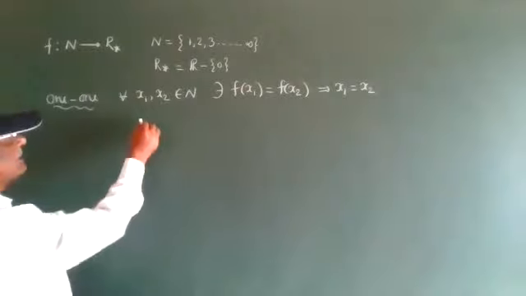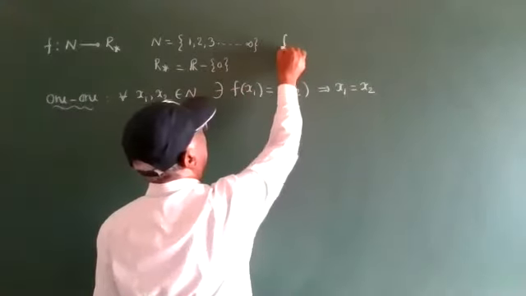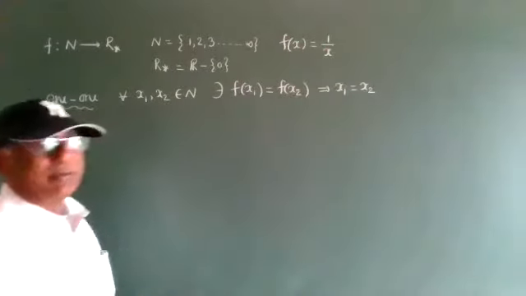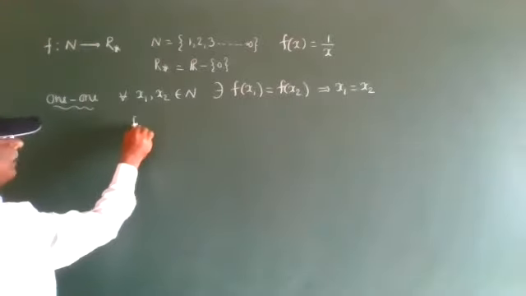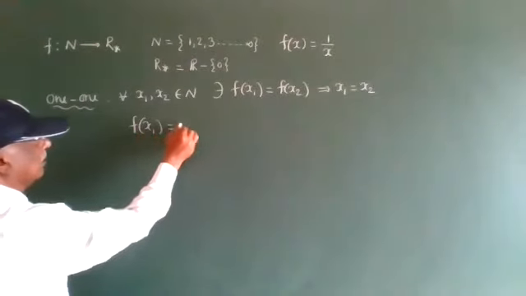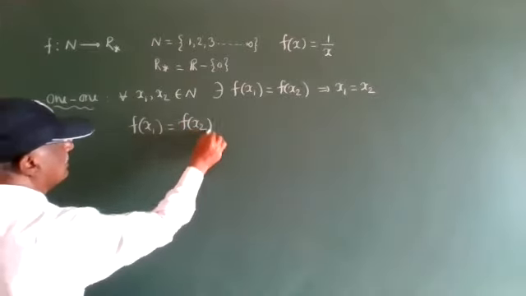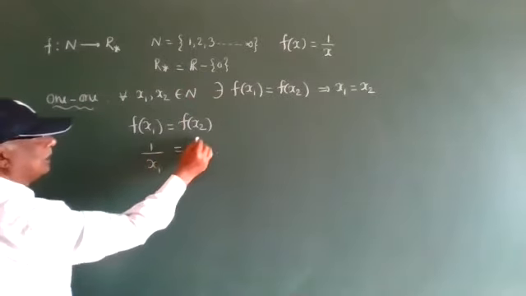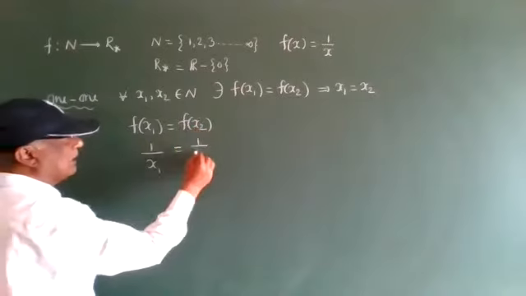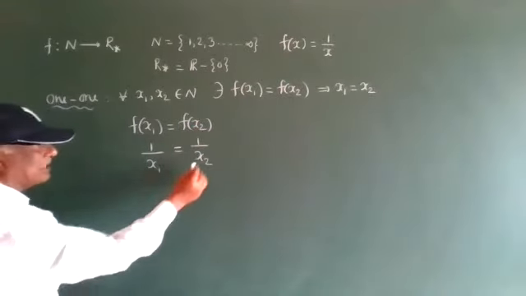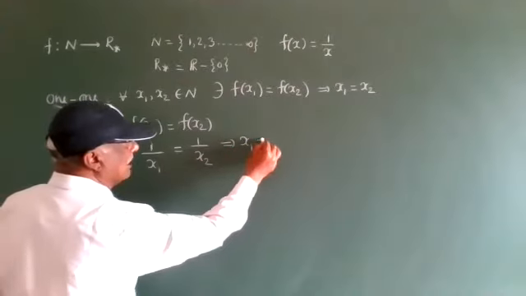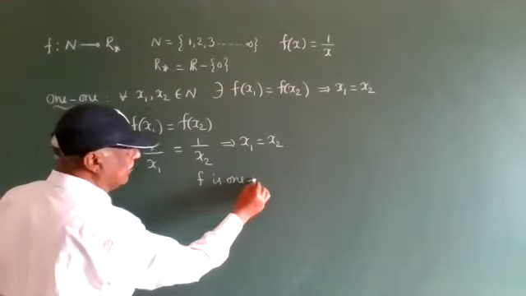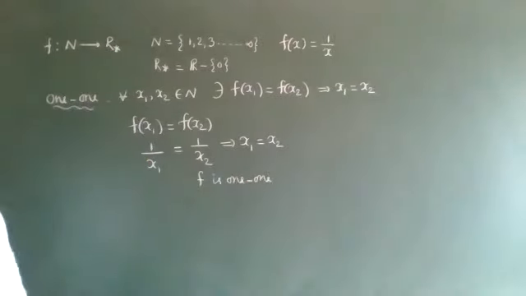Is it clear? The function f of x is defined by 1 by x. So f of x1 is equal to f of x2. Replacing x with x1 gives 1 by x1, and replacing x with x2 gives 1 by x2. By cross multiplication, x1 is equal to x2. F is one-one. This part is completed.